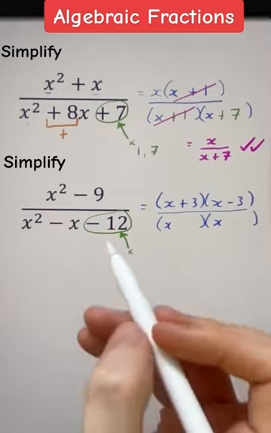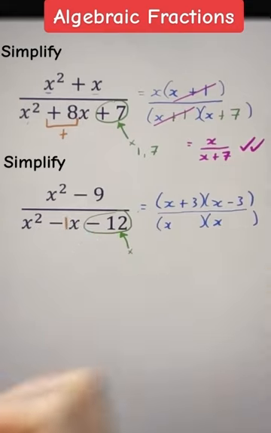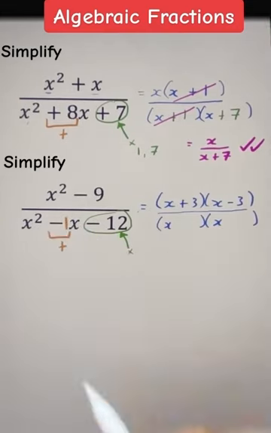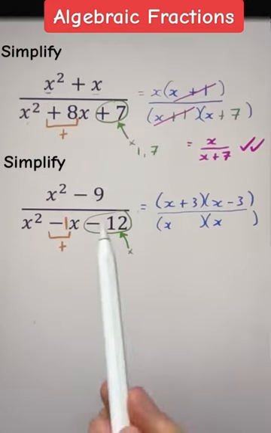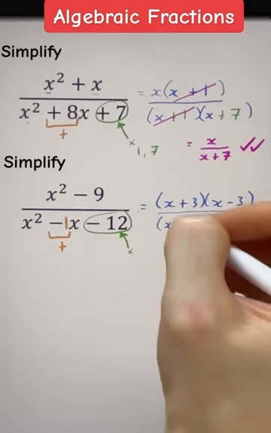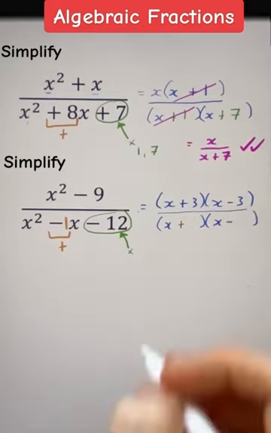If there's no number in front of a single letter, there's always an invisible 1. Hence, negative x is the same as negative 1x. So in this case, I want to find 2 numbers that multiply to give us negative 12 and add together to give us negative 1. The only way to get a negative when multiplying is to have 1 plus and 1 negative.